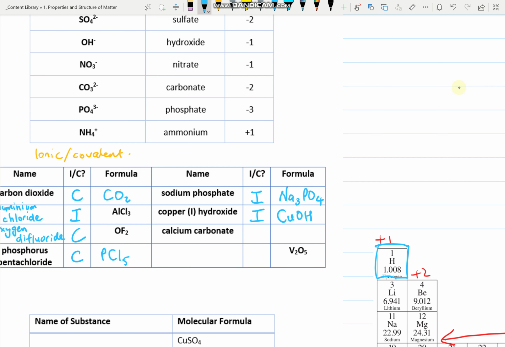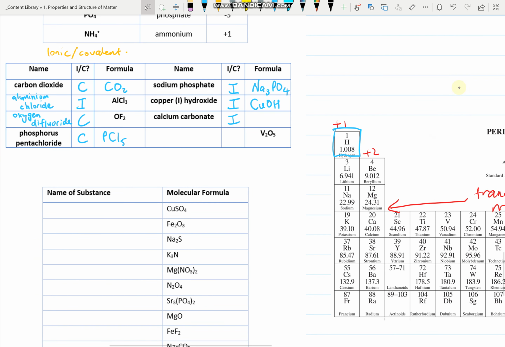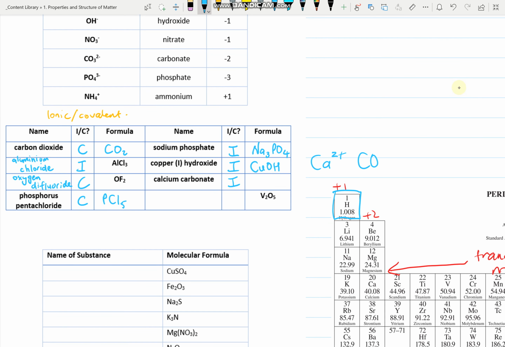Calcium carbonate. Calcium's a metal, ionic. Carbonate's a polyatomic ion. 2 reasons why it's ionic. Calcium. Go find calcium. Calcium's here. Ca2 plus because it's in group 2. Carbonate is up on my cheat sheet. Carbonate is CO3 2 minus. The ratio they come together in terms of charges is 1-to-1. So I just go calcium carbonate.